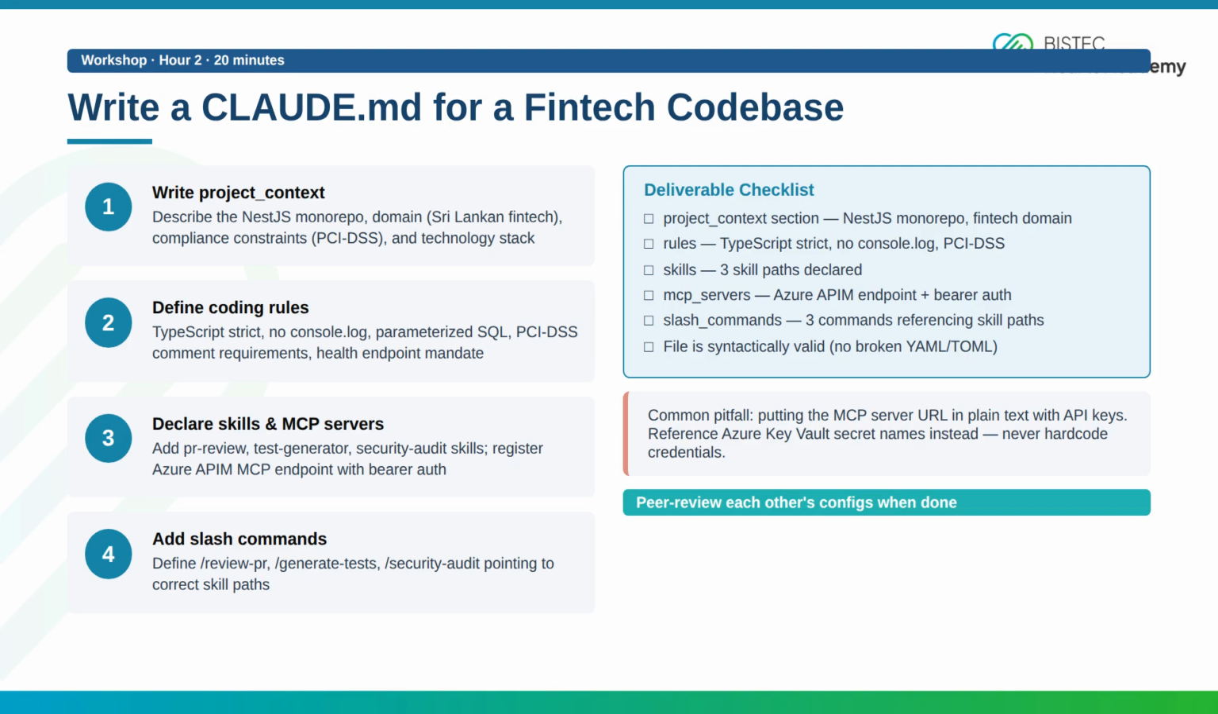After writing your configuration, review it against the deliverable checklist. Project context present, rules covering all 4 requirements, 3 skill paths declared, MCP server with bearer auth, 3 slash commands with valid paths, and syntactically valid YAML throughout.